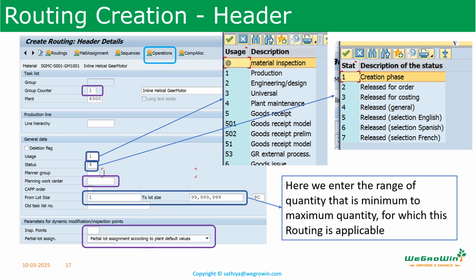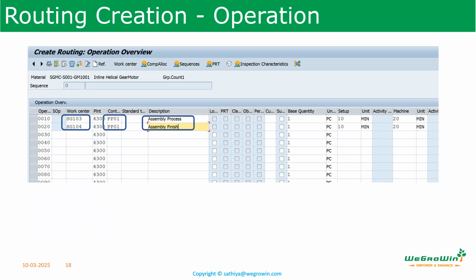System will take you to the next screen. So here you are having the various operations. For example, you are having various operation numbers like operation 10, 20, 30, right? So 10 means first operation, 20 means second operation. So why is the number given as 10, 20, 30 in SAP?